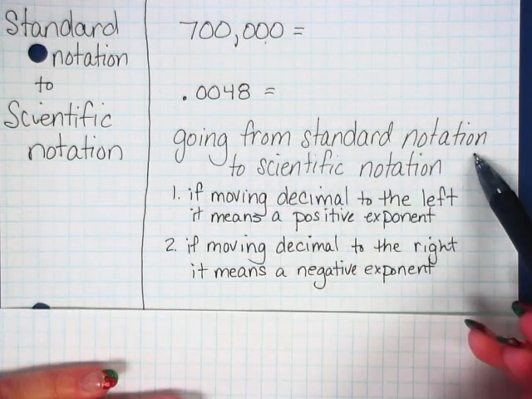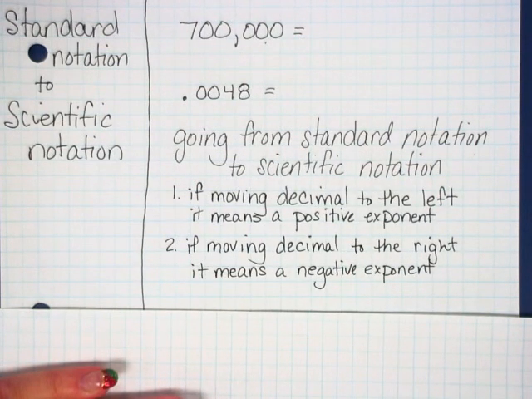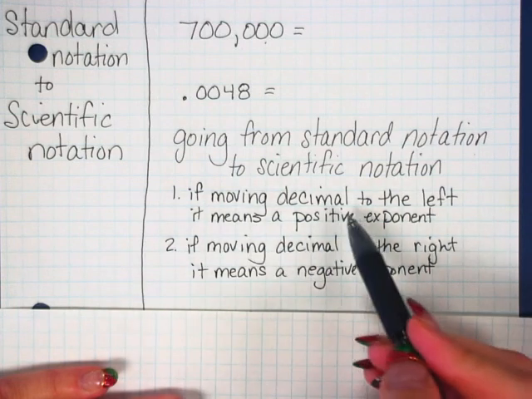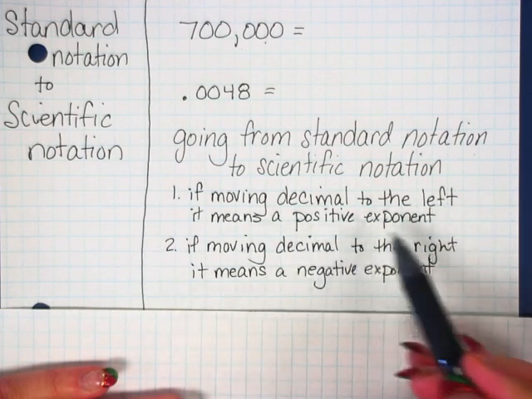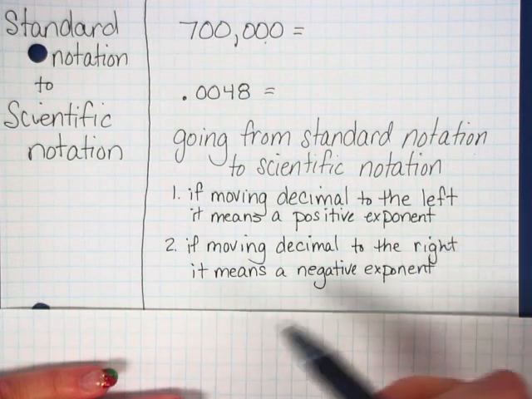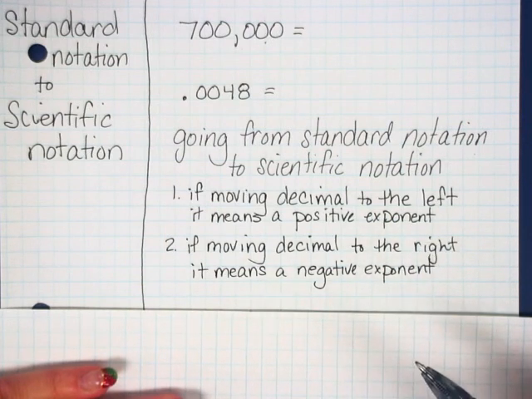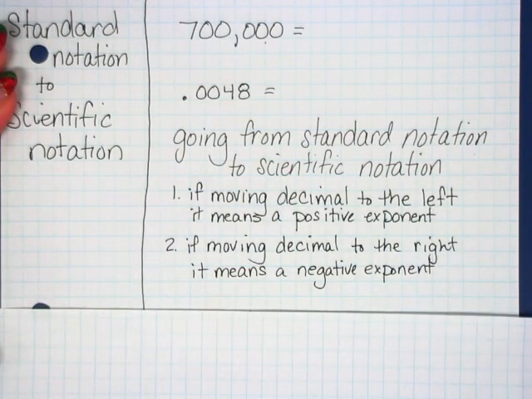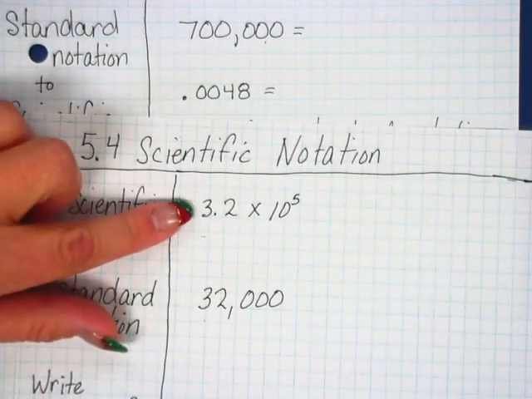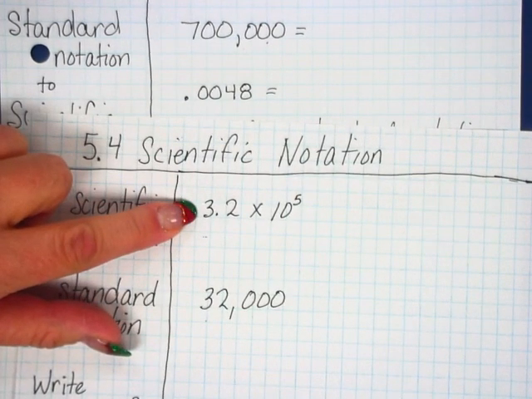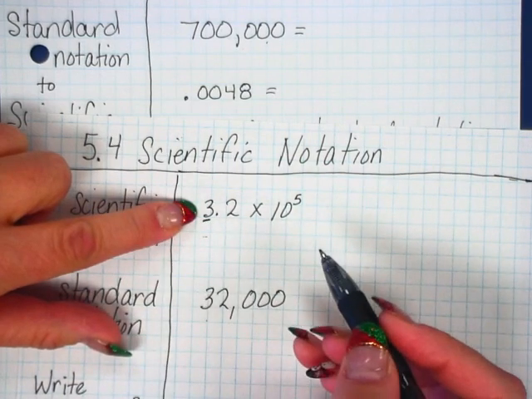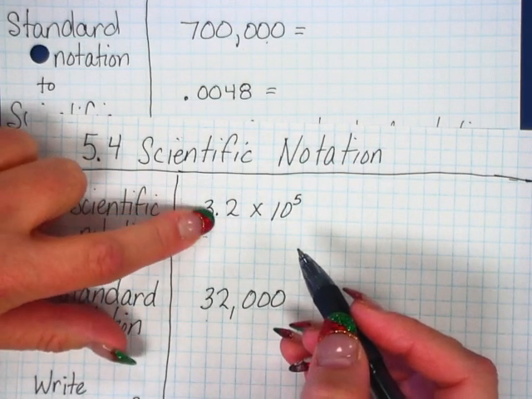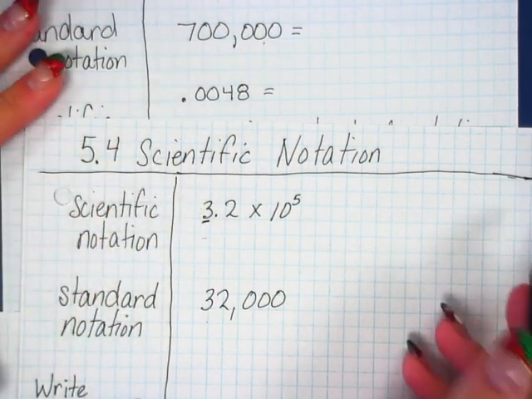So we're going to be going from standard notation to scientific notation. And when we're going from standard notation to scientific notation, we are told what to do based on how far we move the decimal. So if we move the decimal to the left, it means it's going to be a positive exponent. If we move it to the right, then we know it means it's going to have a negative exponent. In scientific notation, if we go back to our first notes, every time you see scientific notation, it's going to be a single number other than a 0, then a decimal, and every other number behind, times 10 to the 5th.